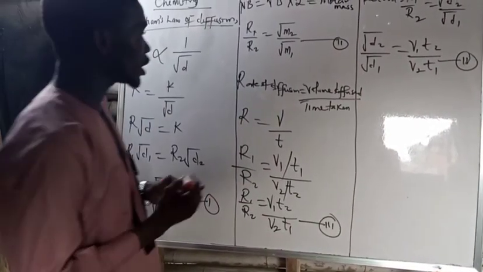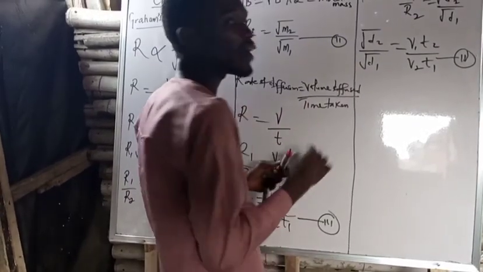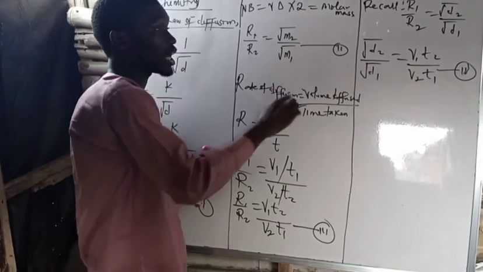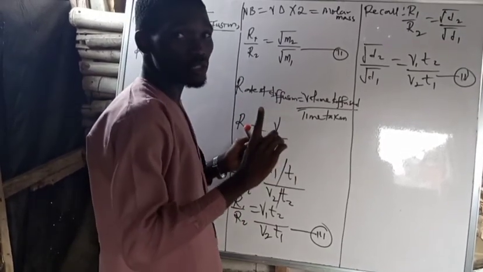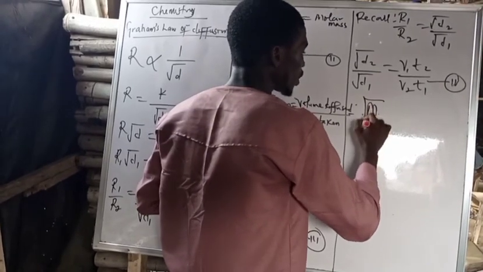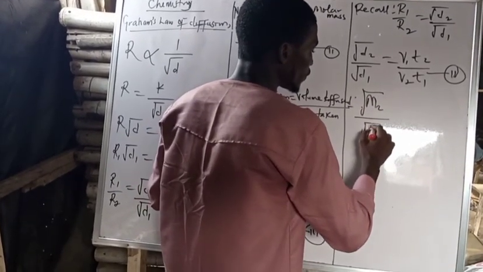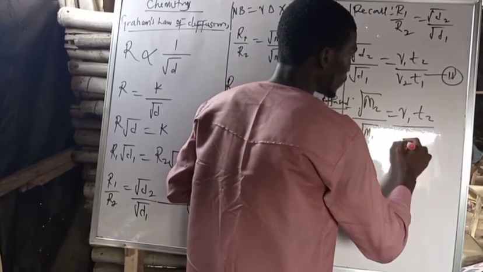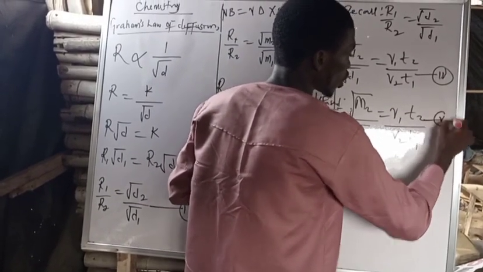Then the last but not the least, we are going to replace our vapor density as done earlier under the second formula. We replace it with M, which is molar mass. So that we have the square root of M2 over the square root of M1 is equal to V1 T2 over V2 T1. Equation 5.